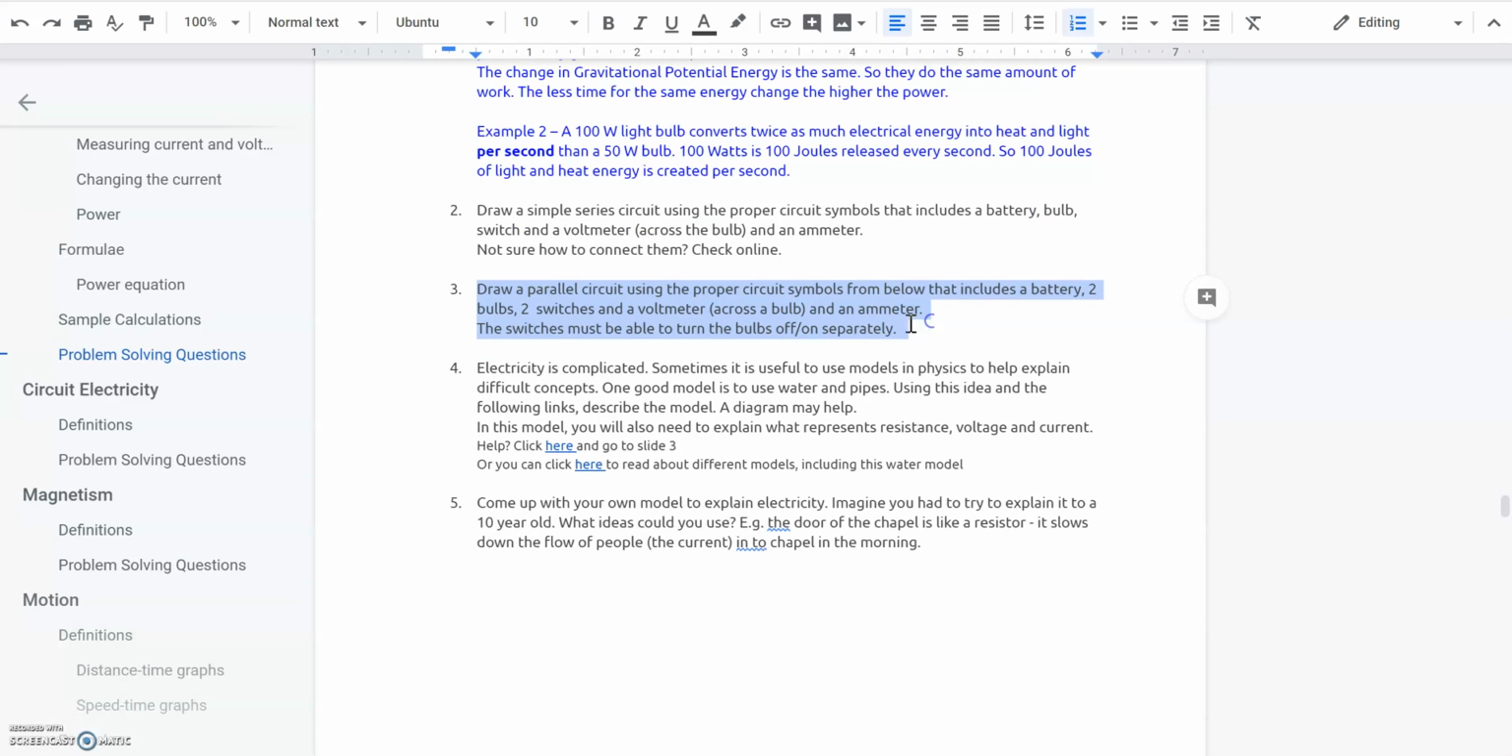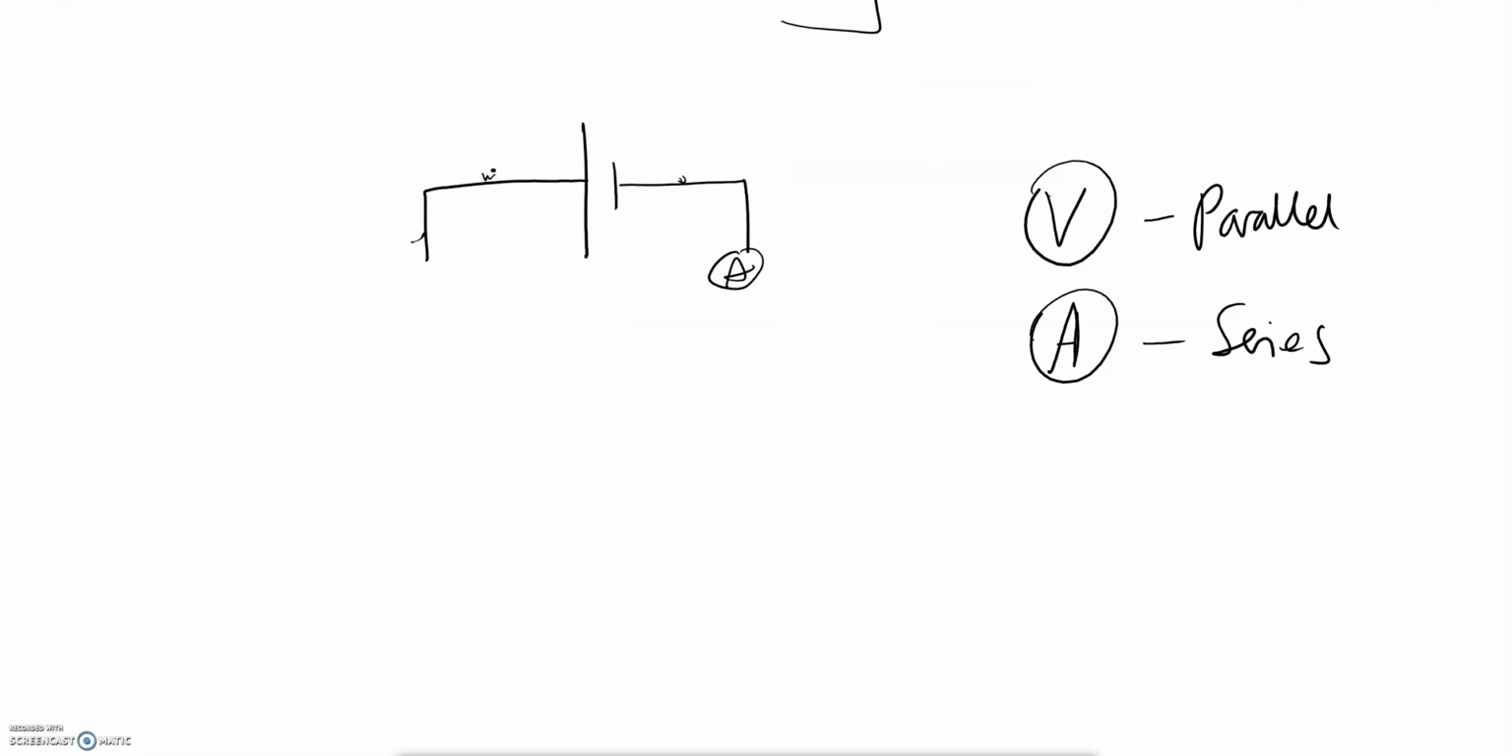Question 3 asks you to draw a parallel circuit using the proper circuit symbols, which has a battery, 2 bulbs, 2 switches, and a voltmeter. We want to be able to control each bulb separately. I'm going to talk a bit about this one because this one is actually an interesting circuit, similar to what we have in your house, which will help you answer this question.